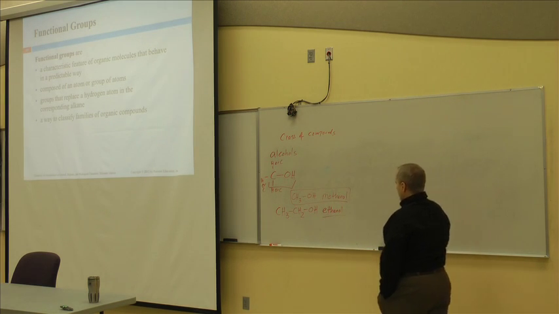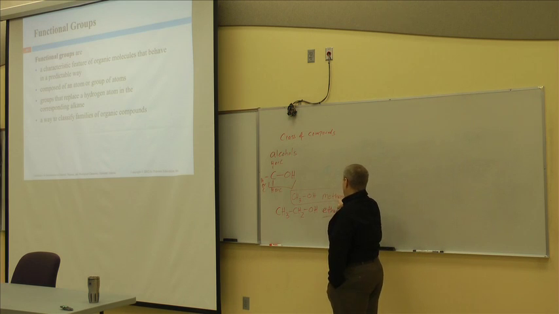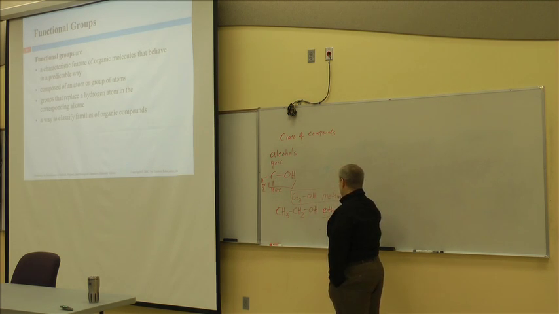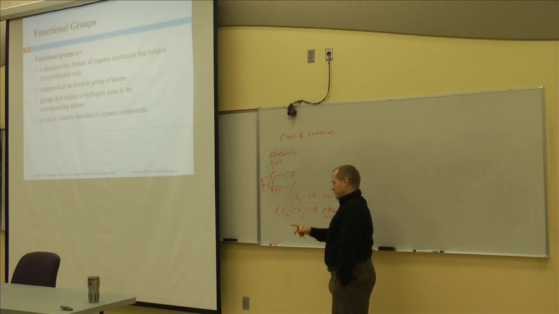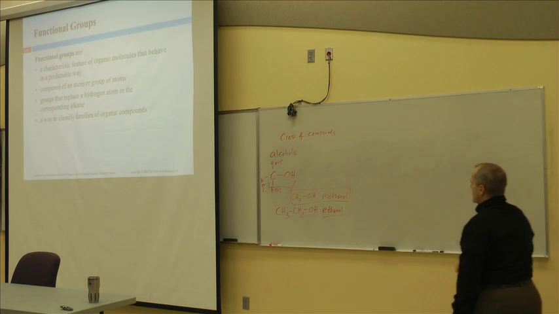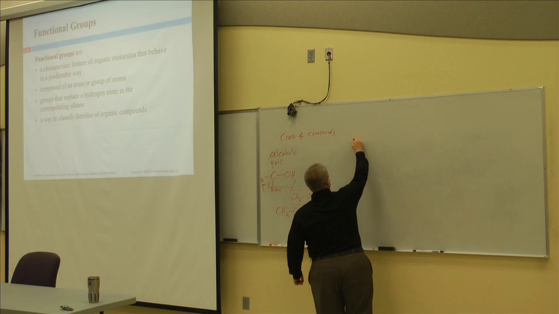Now, notice methane, M-E-T-H-A-N. That means one carbon. Ethane means two carbons. One, two carbons. See how it all fits together? Pretty neat, huh? So those are the alcohols.